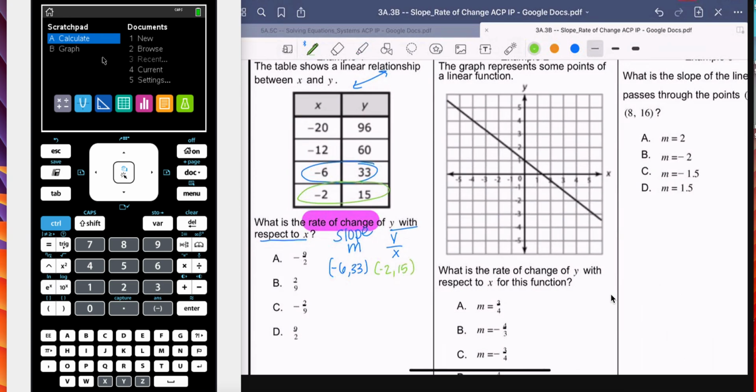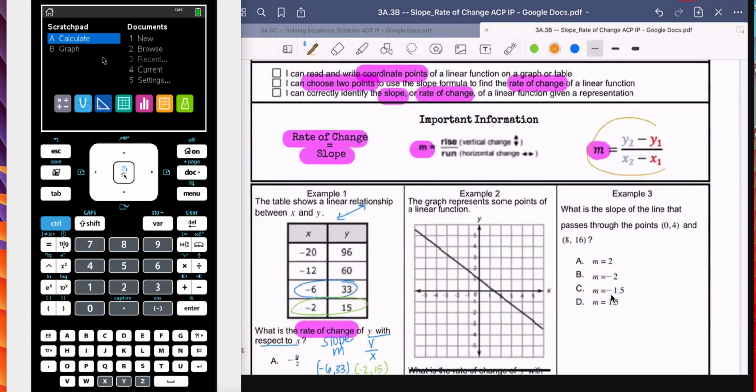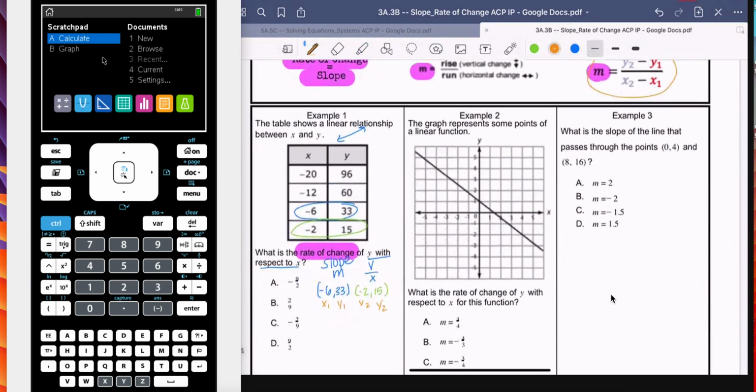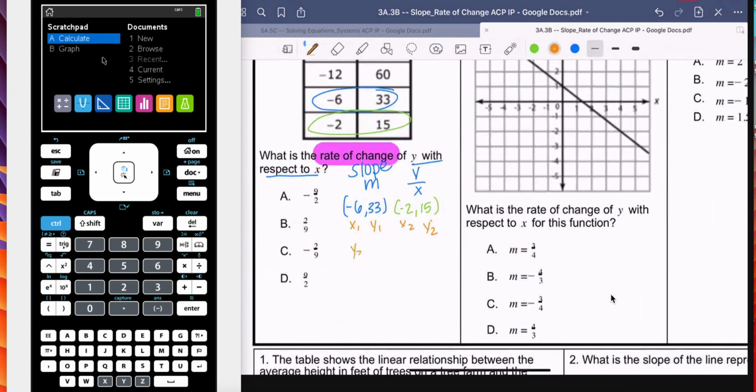Now what I'm going to do is label these points x1, y1, x2, y2. What that's going to let me do is use my slope formula. Remember, our slope formula is right here. It's also on our reference sheet. And that is going to give me y2 minus y1 over x2 minus x1.